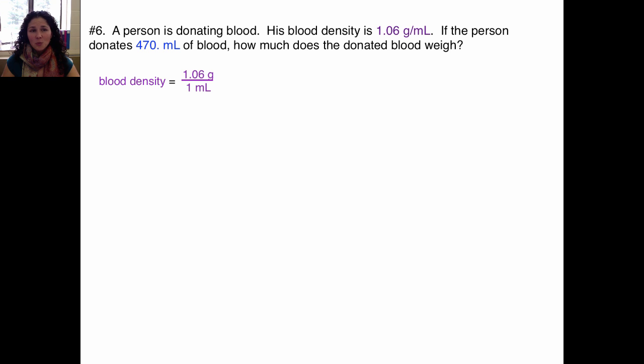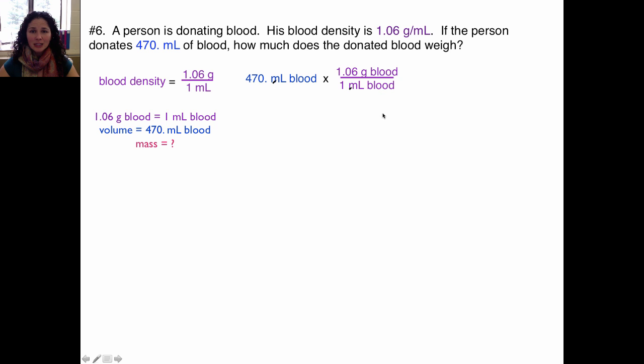The blood density is 1.06 grams per milliliter, and that means that 1.06 grams of this person's blood is equal to 1 milliliter of their blood. Since the volume is 470 milliliters, we can calculate the mass using this equivalent unit, which allows us to convert between volume and mass. So we start out with the volume of the person's blood, and we simply cancel out our milliliter unit, and we're left with the number of grams of blood.